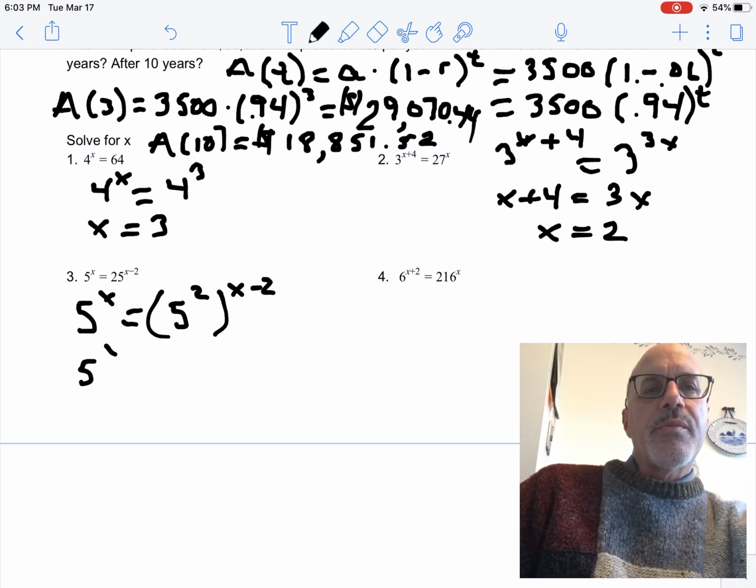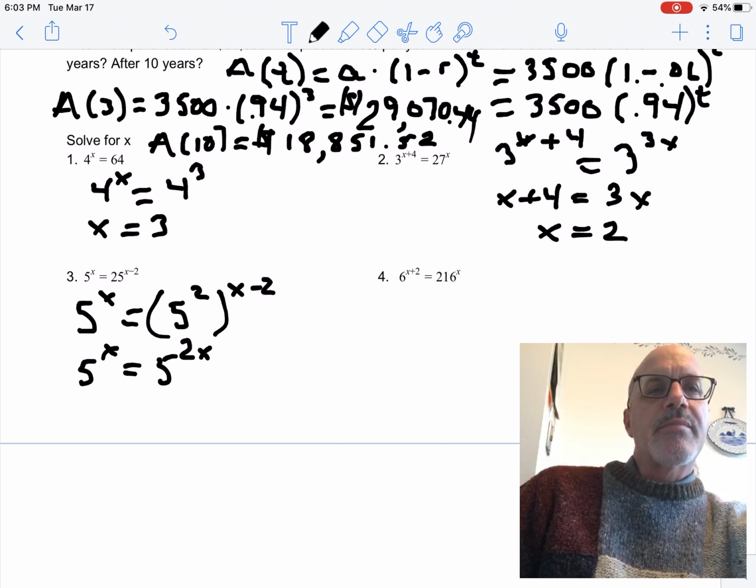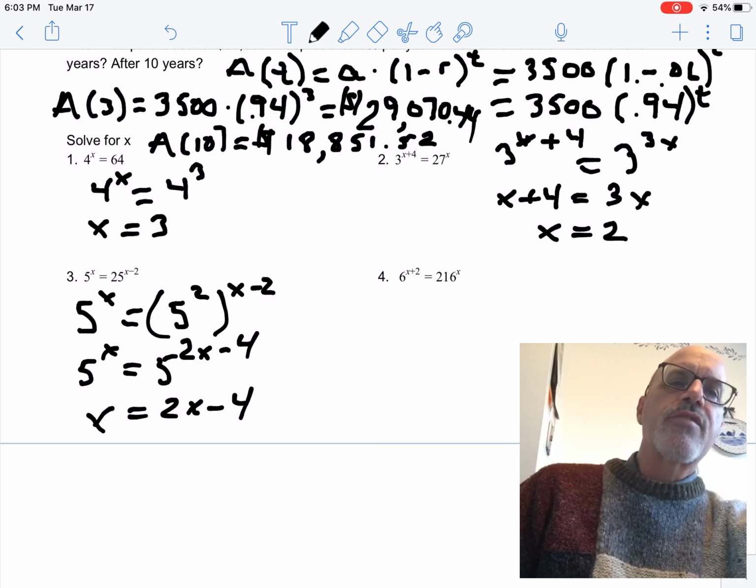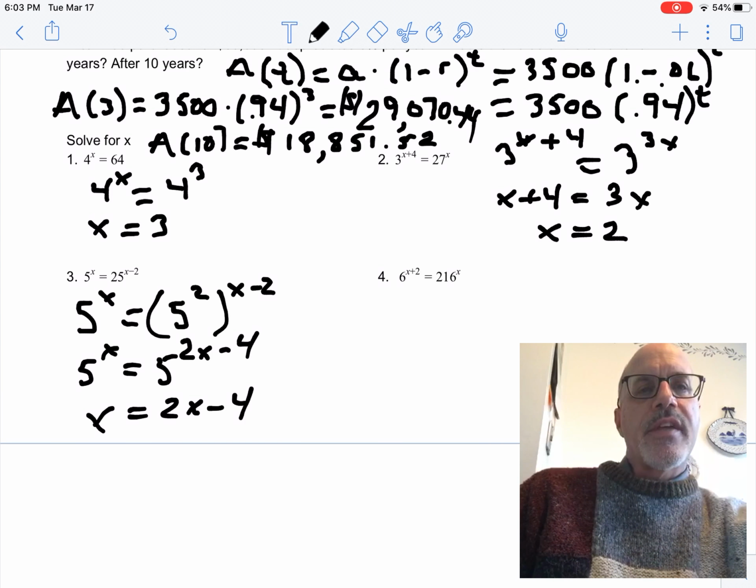Now we multiply through on the right side, making 2 times x minus 2 into 2x minus 4. And so we can set the exponents equal since the bases are both 5. So you get x equals 2x minus 4. Then solve that equation, and you get x equal to 4.